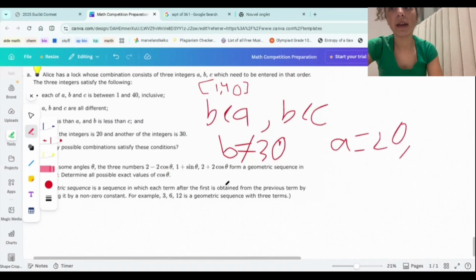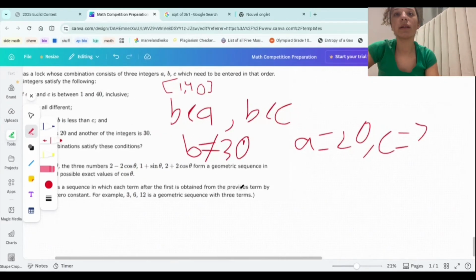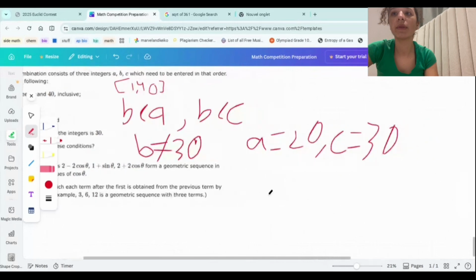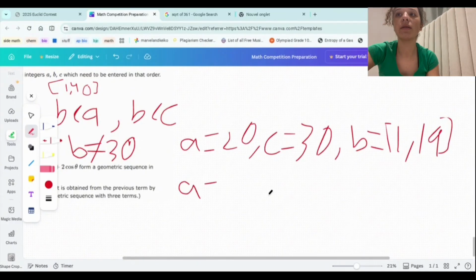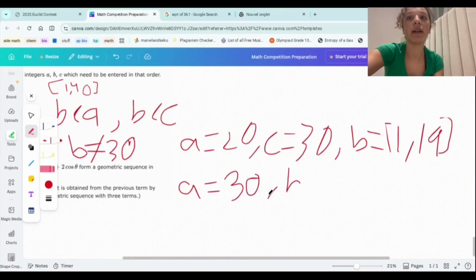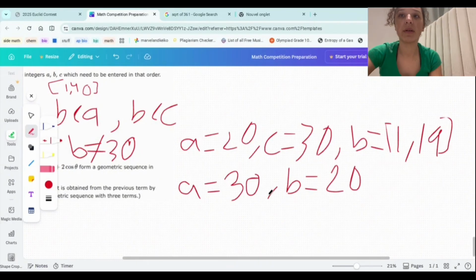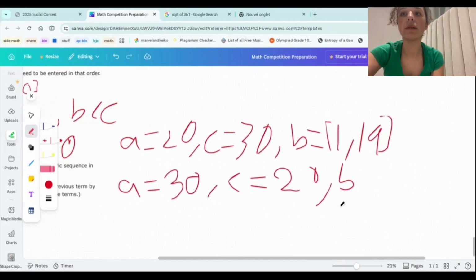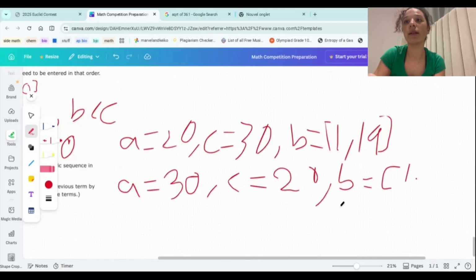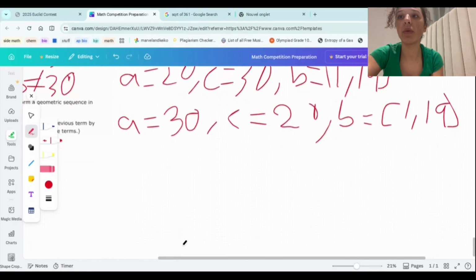I know that either a is equal to 20, in which case c is equal to 30, and b can be anything from 1 to 19, or a equals 30. Let me redo this. Oh wow, there's a lot. A is equal to 30, c is equal to 20, and b, again, is equal to anything from 1 to 19.